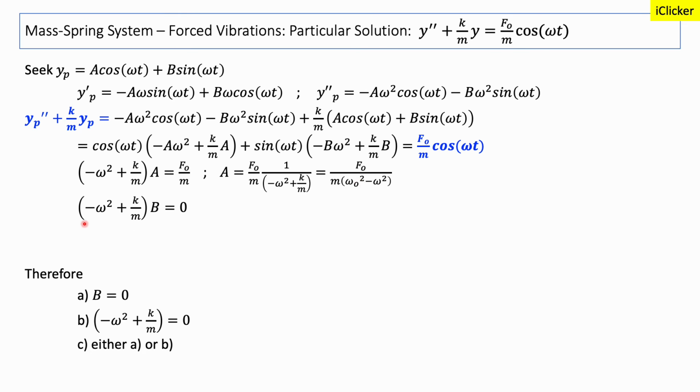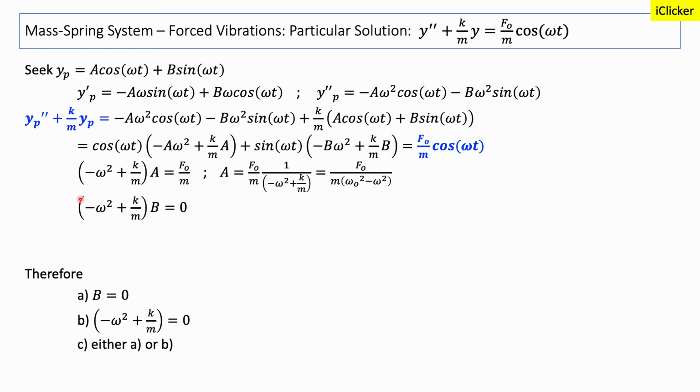Now, minus omega squared, let me go through it again. This is Yp, a guessed form, a form that we've selected. This is Yp prime, Yp double prime. We plugged Yp double prime and Yp into the left-hand side of the differential equation, collected all the sine and cosine terms, and said it has to equal the right-hand side of the original differential equation. And then we said the cosine term coefficient should equal f0 over m, and the sine term coefficient should equal 0.